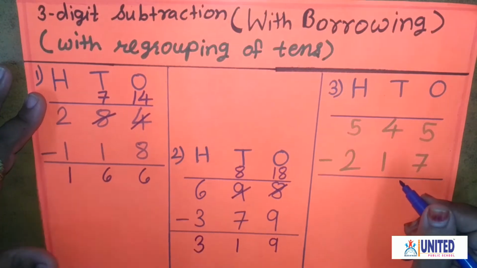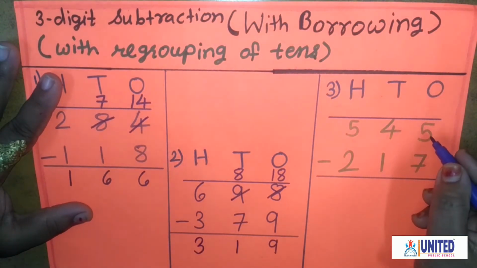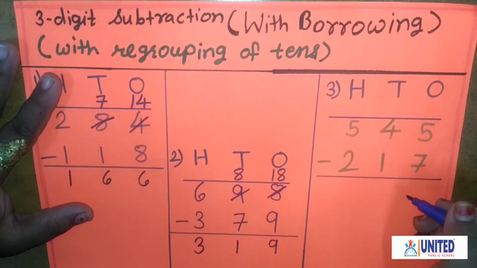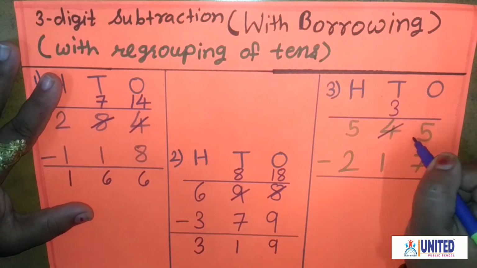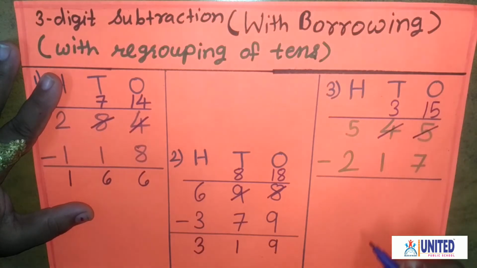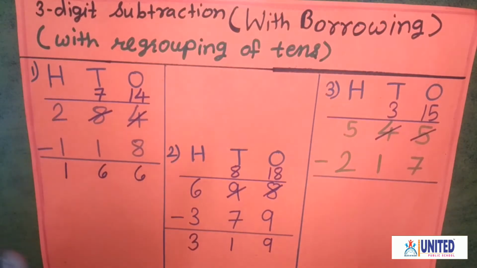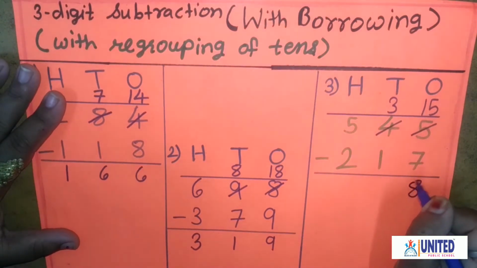Done. Now the same with the third number. Start from the ones column. 5 minus 7 is not possible. So we take a borrow from the tens column. Taking the borrow, here we get 3, and here we have 15. Now 15 minus 7 is possible. So 15 minus 7 is what? Count till 15 comes: 8, 9, 10, 11, 12, 13, 14, 15. Yes, 8. So our answer is 8.